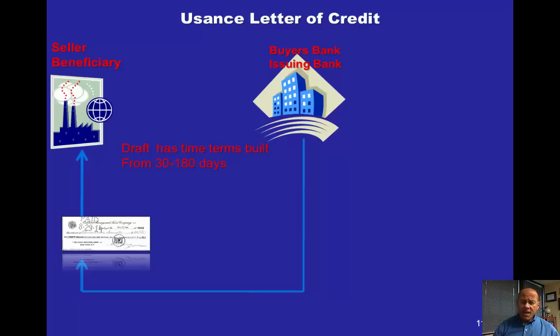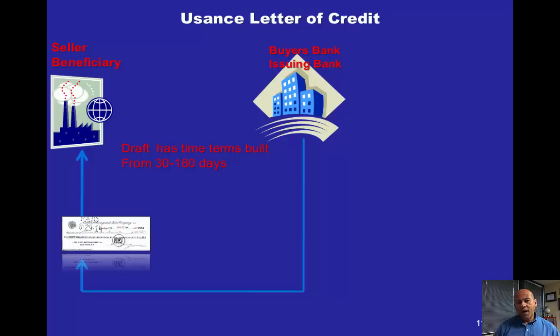So think about it. Rather than having an open account, which is high risk for a seller, so that you can give someone time to pay, here's an alternative. You can have the guarantee under a letter of credit, right? The guarantee from the buyer's bank, while at the same time giving that buyer time to pay. So this is a very good alternative.